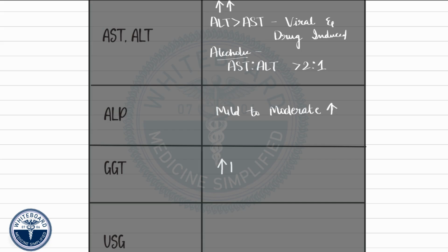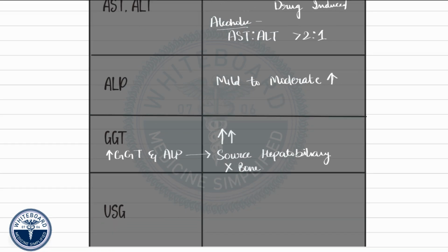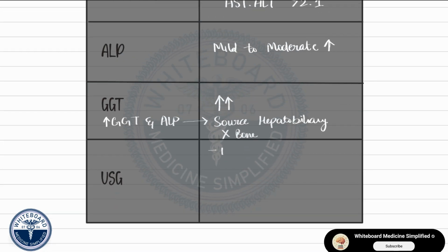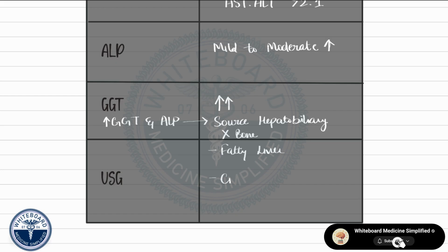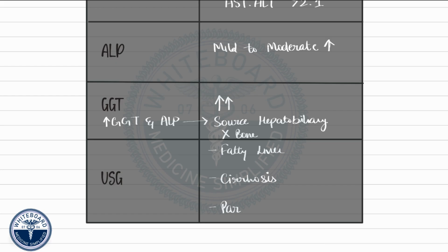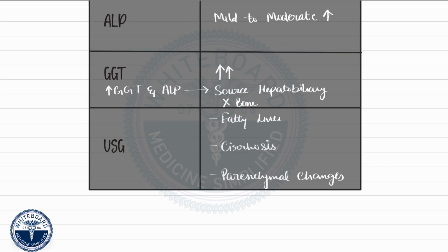GGT levels are also elevated. Like ALP, it rises with biliary tract issues. An elevated GGT alongside elevated ALP confirms the source of ALP is the hepatobiliary system and not the bone. And also ultrasound shows fatty liver, cirrhosis, and parenchymal changes in the liver. So these are the investigations in case of hepatic jaundice.